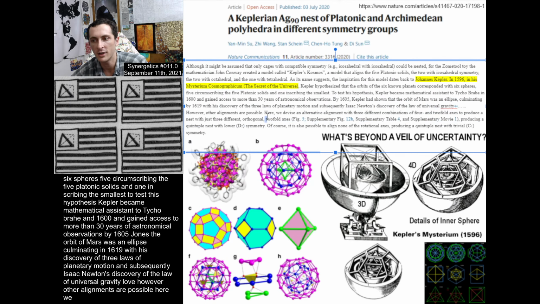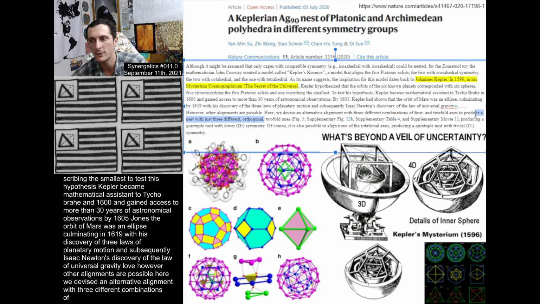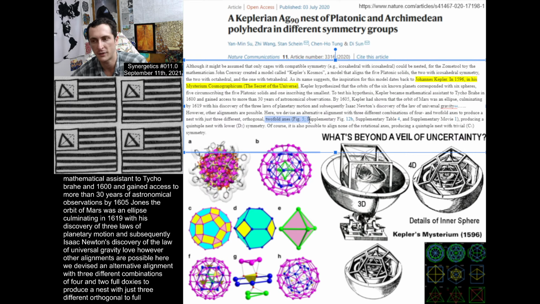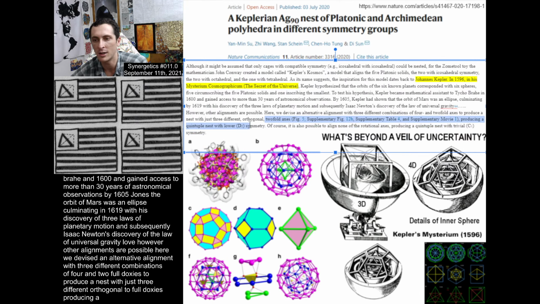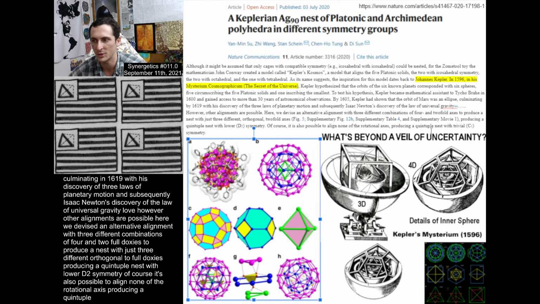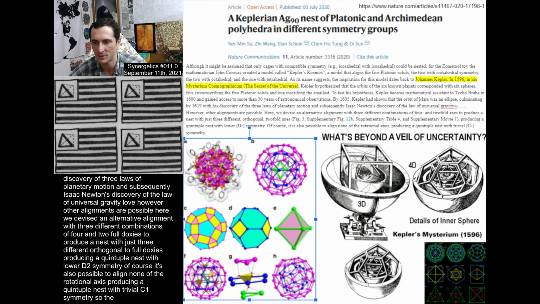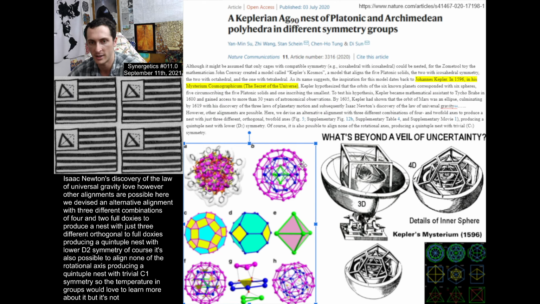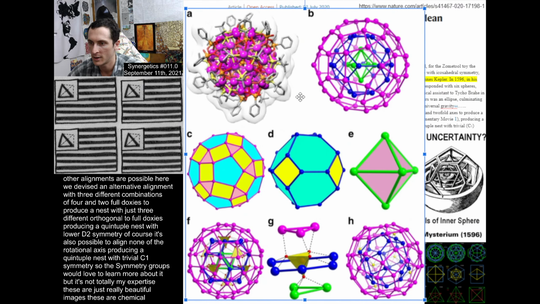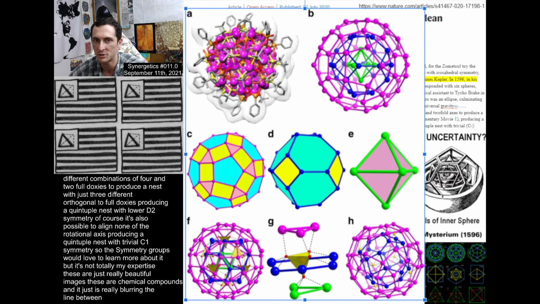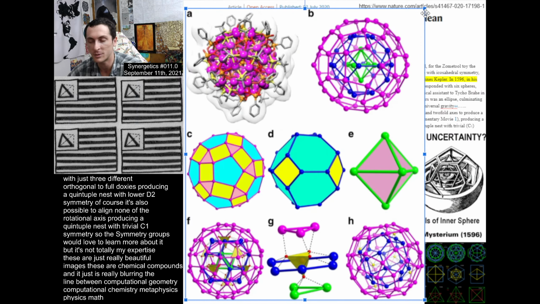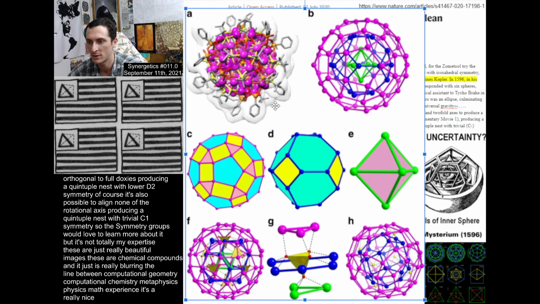Here, we devise an alternative alignment with three different combinations of 4 and 2-fold axes to produce a nest with just 3 different orthogonal 2-fold axes, figure 5, producing a quintuple nest with lower D2 symmetry. Of course, it's also possible to align none of the rotational axes, producing a quintuple nest with trivial C1 symmetry. So the symmetry groups, would love to learn more about it, but it's not totally my expertise. These are just really beautiful images. These are chemical compounds, and it just is really blurring the line between computational geometry, computational chemistry, metaphysics, physics, math, experience. So really nice shapes, really beautiful shapes.